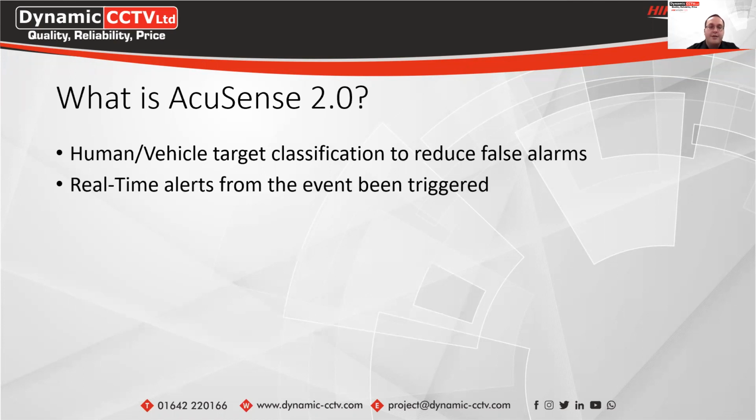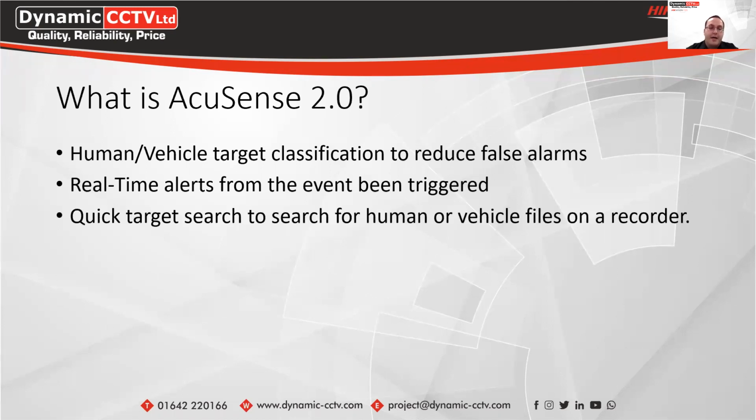You can also have real-time alerts from the actual event being triggered through to your Connect mobile app, through to the IVMS 4200 software, through email, and on large systems you could also use the Hikvision VMS platform as well. On the NVRs themselves, on both the I-Series and K-Series NVR, you've got a quick target search option, and what this will allow you to do is search specifically for human or vehicle files that have been triggered by the Acusense cameras. That makes it a lot easier when you're looking for specific events.